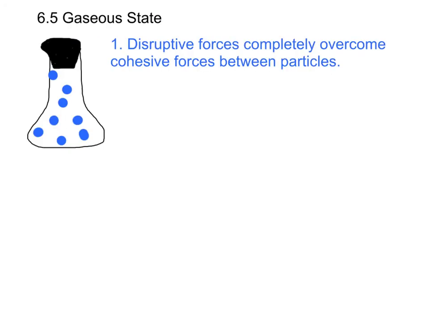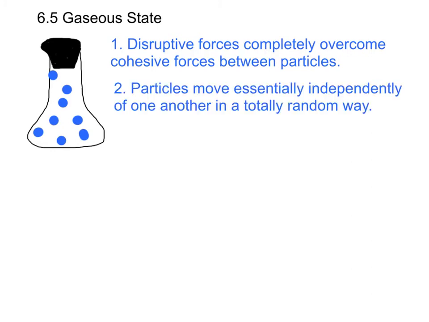Okay, so 6.5, gaseous states. The disruptive forces completely overcome cohesive forces between the particles, so the particles can move farther apart. Gaseous particles also move independently of one another in a totally random way. Think like a toddler. They get distracted really easily, but they move in a beeline for what they want.